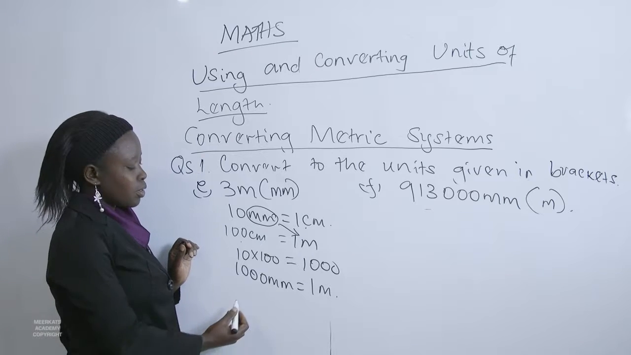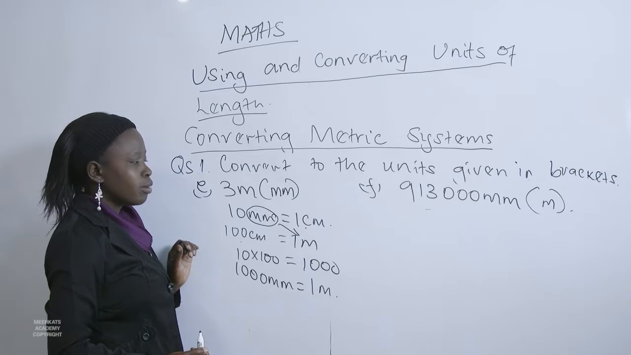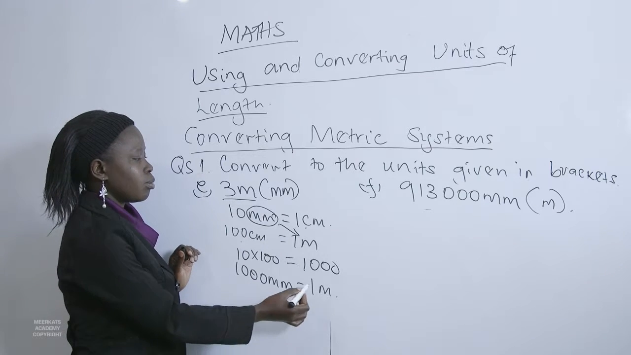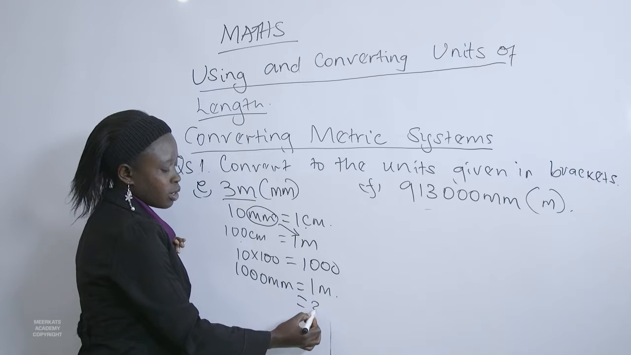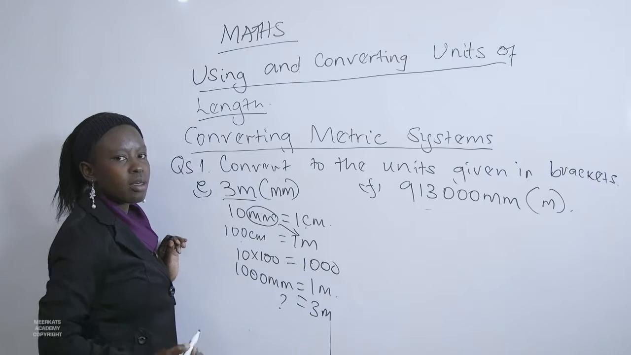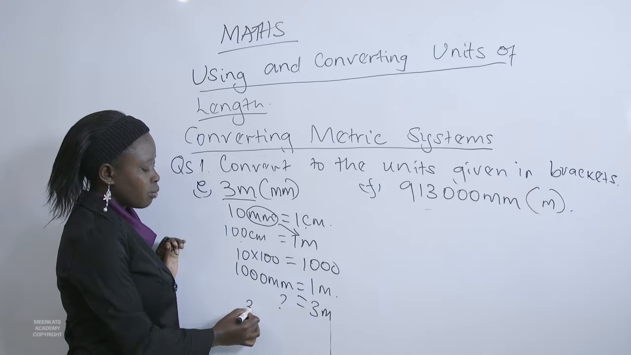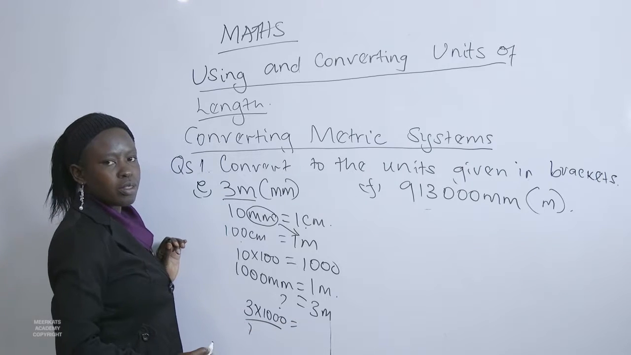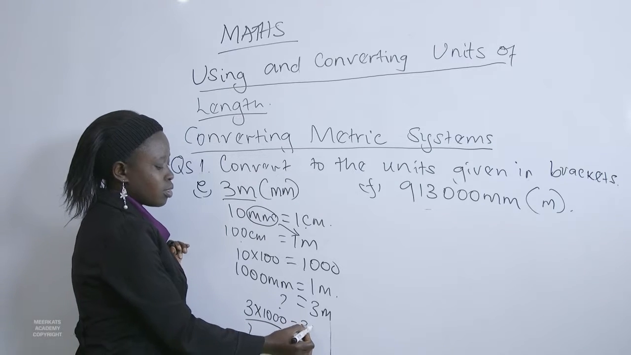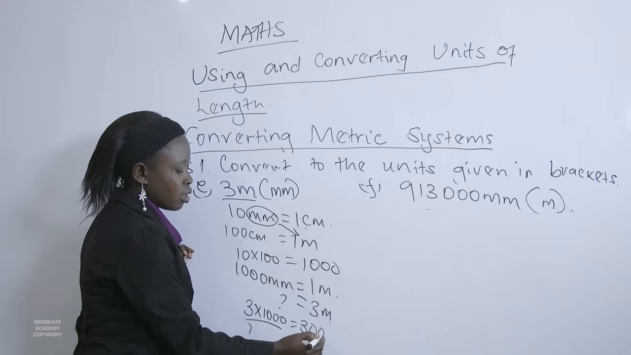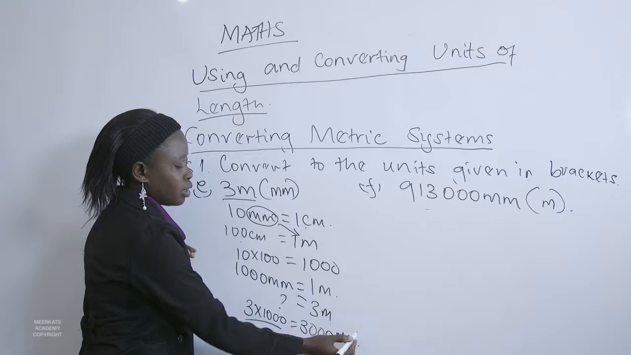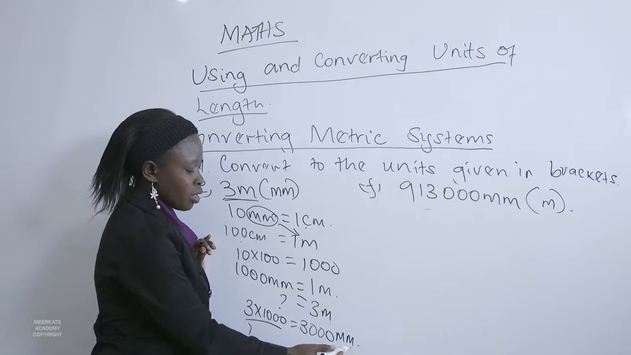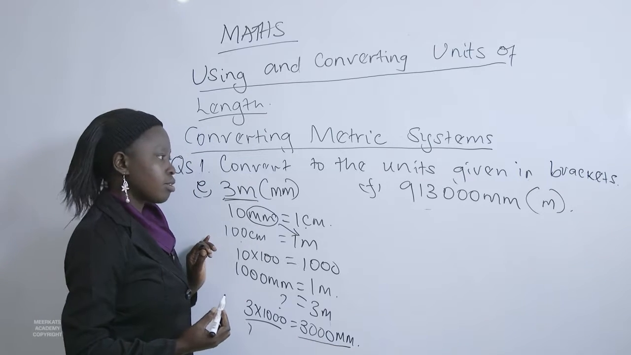After understanding that 1,000 millimeters is equal to 1 meter, then we can go ahead and convert whatever we have. So if 1,000 millimeters is 1 meter, but we have 3 meters, so what about the 3 meters that we have? So this means that we have 3 times 1,000 divided by 1, and 3 times 1,000 divided by 1 gives us 3,000 millimeters. So that 3 meters will be equal to 3,000 millimeters.